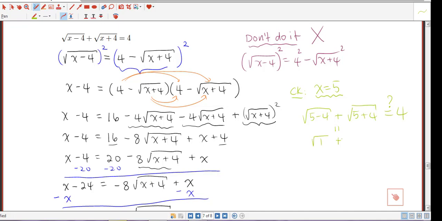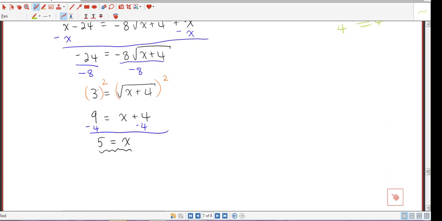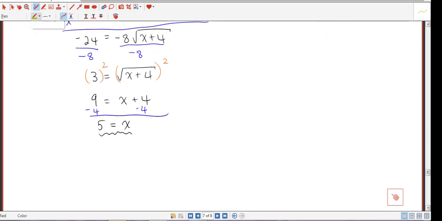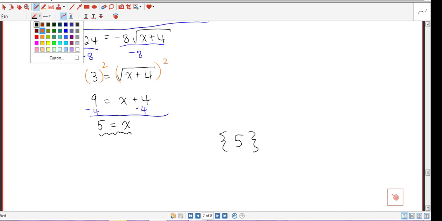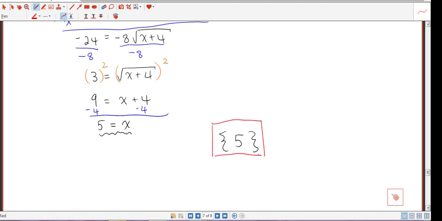Here you're going to have square root of 1 plus square root of 9. It's going to be what? 1 plus 3. It's going to give us 4 equals 4. So it checks. So that means our proposed solution was the correct solution. So finally we put it in the solution set. So therefore the solution set is 5. Here it is.